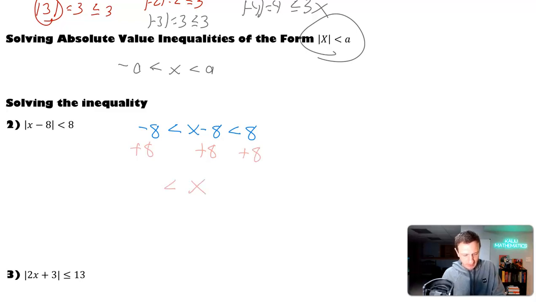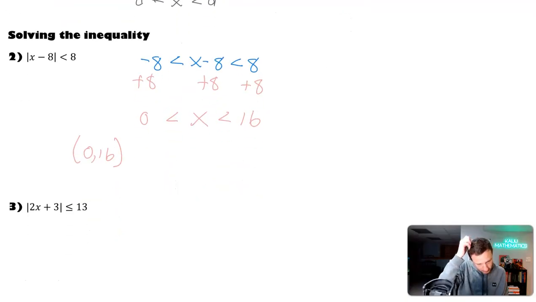So I get x is greater than 0, since negative 8 plus 8 is 0, and 8 plus 8 is 16. So x is between 0 and 16. That's going to be parentheses 0 and 16, because this is strictly greater than 0 and strictly less than 16. So we do not want to include 0 and 16.